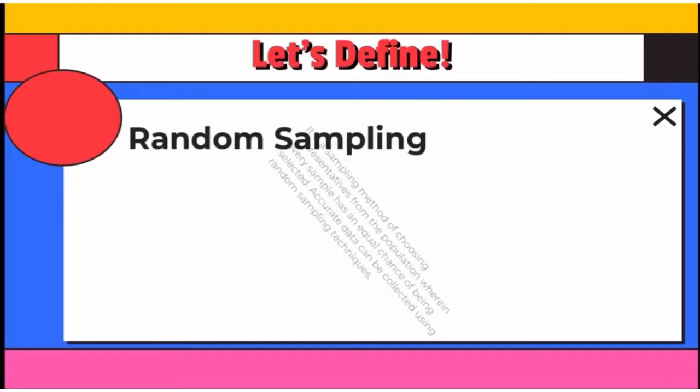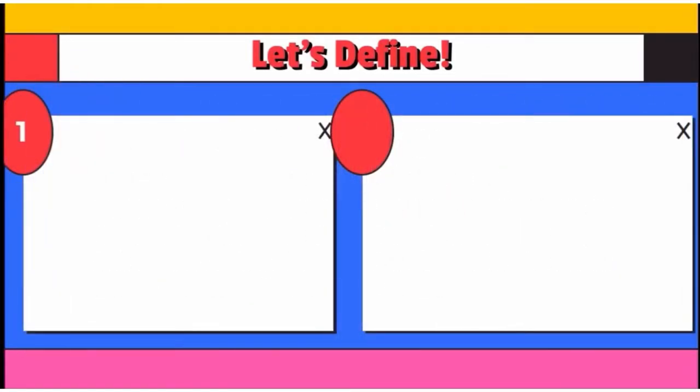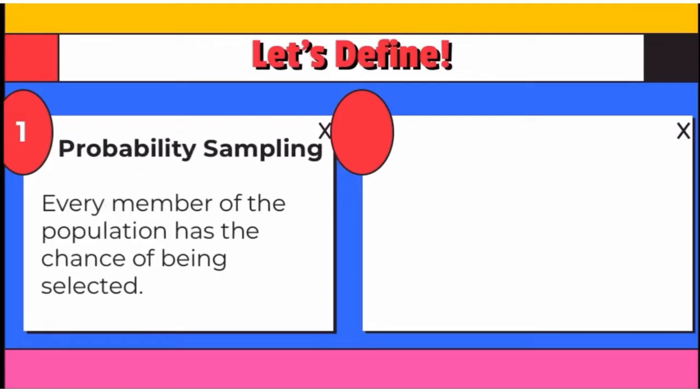Random sampling. It is a sampling method of choosing representatives from the population wherein every sample has an equal chance of being selected. Accurate data can be collected using random sampling techniques. In this sampling, magiging fair yung pagkuha natin ng respondents. It's because every sample has an equal chance of being selected. Under random sampling, meron tayong probability and non-probability sampling. But first, let's discuss the probability sampling.